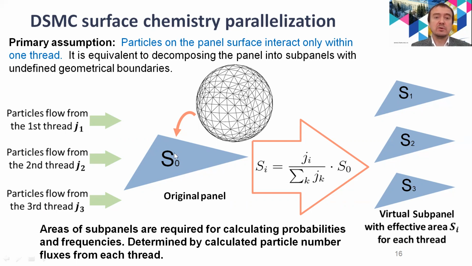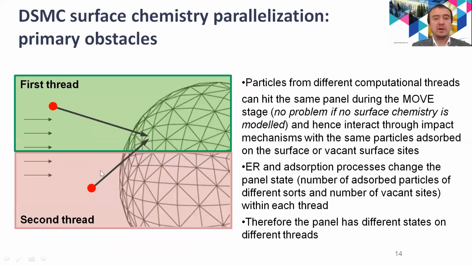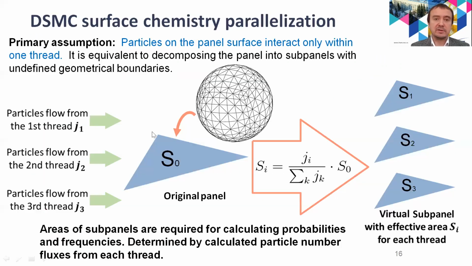So any surface element, any panel, is divided between the computational threads. The problem is that the geometrical boundaries between these subpanels are not defined, because, as you can see here, any particle can come to any part of the panel from any particular thread.